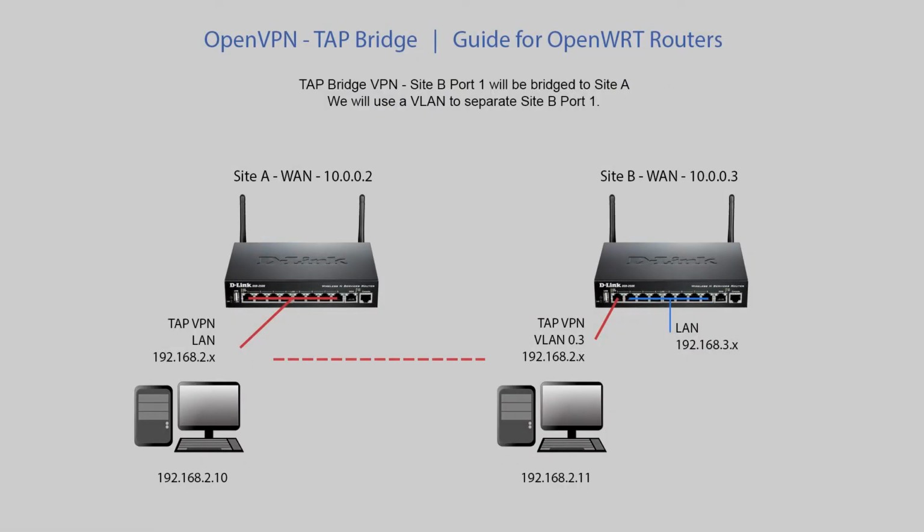I'm going to show you how to set up an OpenVPN Tap Bridge between two OpenWRT routers. At the top we've got the Site A server and the Site B client. Site A will set the LAN IP range to 192.168.2. Site B, to make it more interesting, only port 1 will link to the VPN. The rest of the ports will have their own IP range of 192.168.3. We're going to separate these ports using a VLAN.